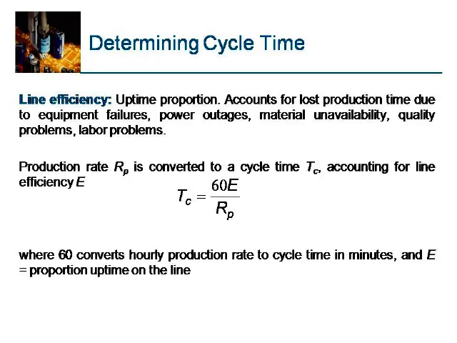Production rate RP is converted into a cycle time TC, accounting for line efficiency E. So TC is equal to, normally if line efficiency is 100%, 60 by RP. RP is the number of parts per hour, and TC gives you the number of minutes, and E gives you the efficiency. If E is 100%, it is 60 by RP, otherwise E must be less than 1, where 60 converts hourly production rate to cycle time in minutes, and E is proportional to uptime of the line.